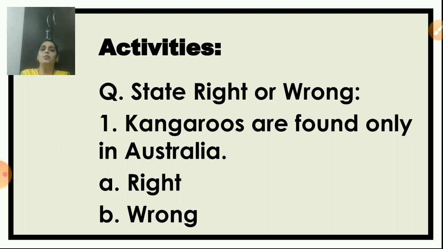Now we will do the activity. State right or wrong. Students, here two options are given, right and wrong. The statement is given, you are going to just tick the right option. So the first one is: kangaroos are found only in Australia. A right, B wrong. So what will be the answer? Yes, A right. Very good.